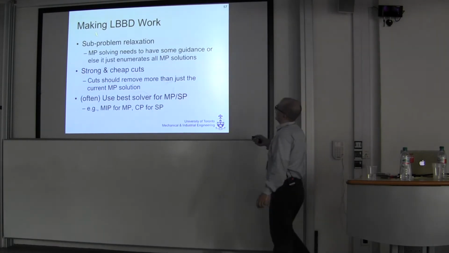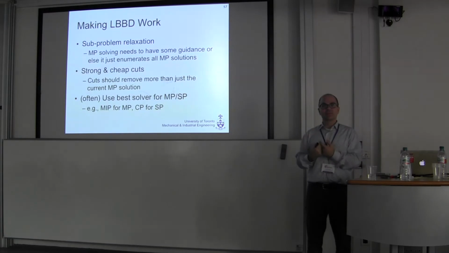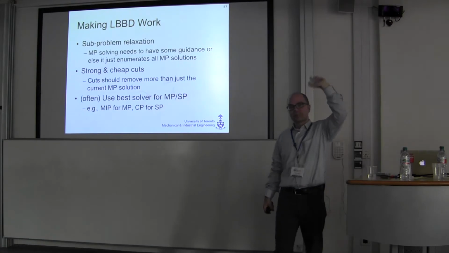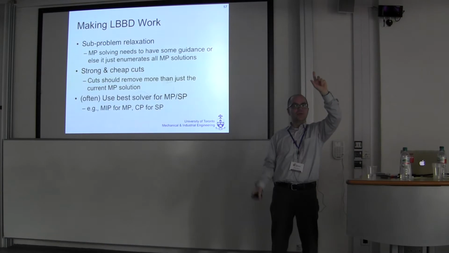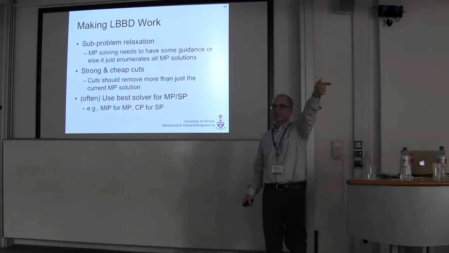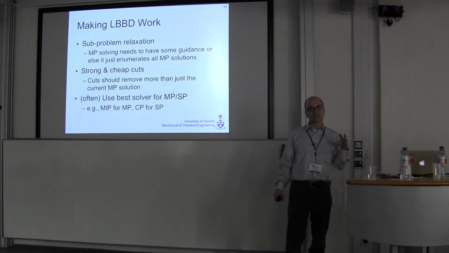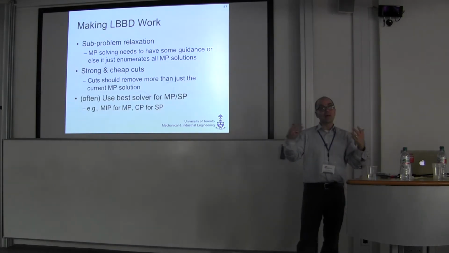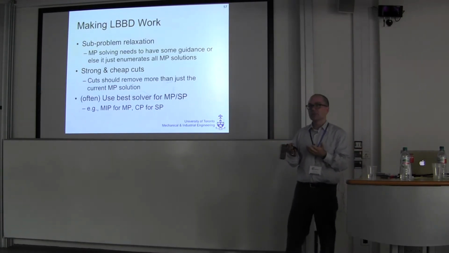So, to make this type of decomposition work, we need some sort of subproblem relaxation in the master problem. If you think about what the master problem is doing, it's coming up with solutions. If it knows nothing about the constraints that have been removed, it's going to wander around in the dark and say to the subproblem, is this good? Is this good? Is this good? And so what you want to do is somehow build a relaxation of each subproblem into the master problem, so that it doesn't slow down the master problem too much, but so it does give some guidance to the master problem solution.